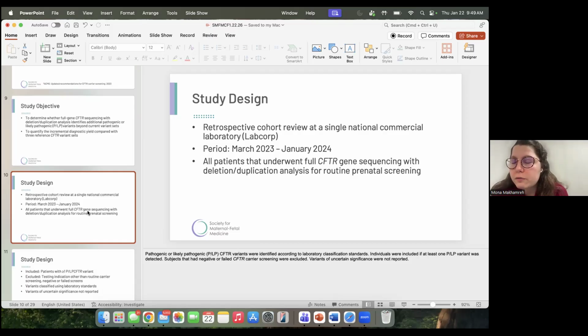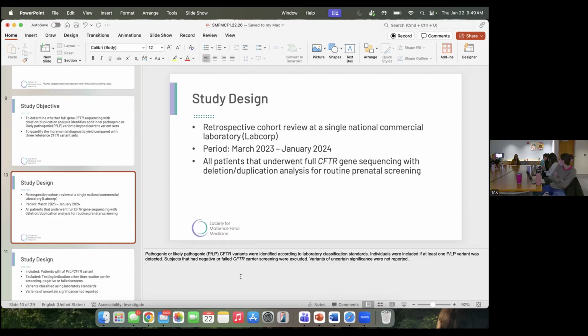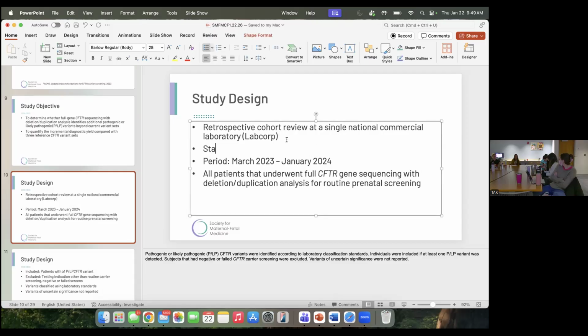So LabCorp does it for everyone. Anybody who's undergoing CF carrier screening. You should say that. Okay. So anyone who's getting CF carrier screening at LabCorp gets full gene sequencing? Is that what you're saying? Yes. Then that should be, and so you said single national commercial laboratory, the next line should be that the standard CF screening for LabCorp is to do full genome sequencing.